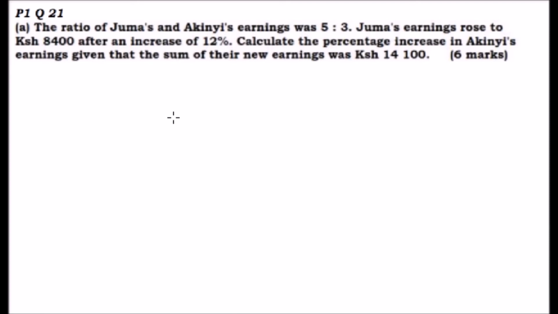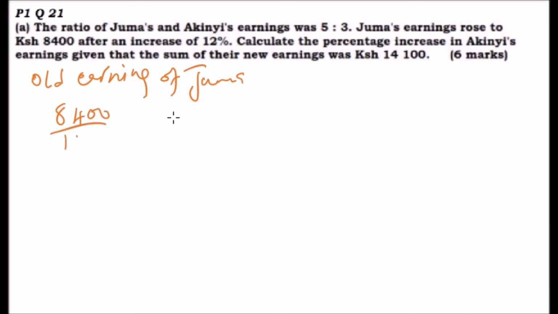So we can say if the new salary of Juma is 8,400 after an increase of 12%, we can get the old earning of Juma. So we can say the new salary is 8,400. This is 112 because of the 12% increase. You multiply by 100, you get the old salary, and using your calculator, you get it is 7,500.